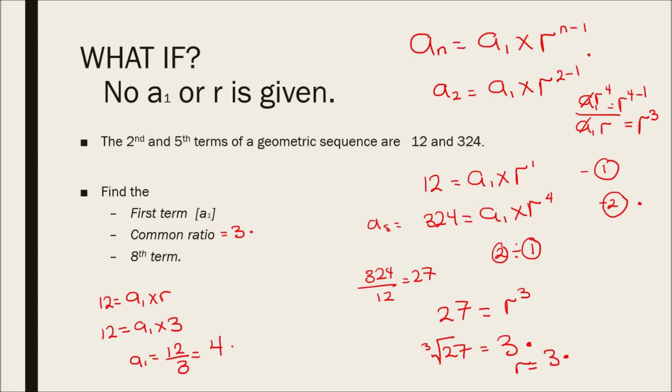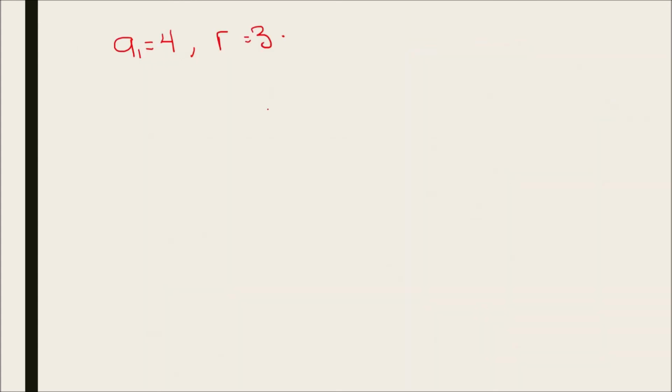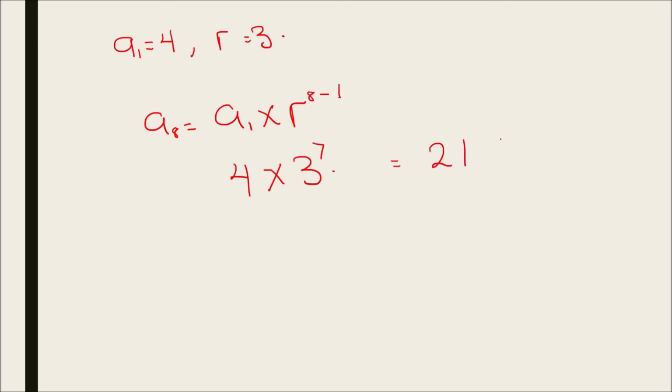Last question, find the 8th term. That's a8 equals a1 times r to the power 8 minus 1. What's our a1? Our a1 is 4, r is 3, 8 minus 1 is 7. So what's 3 to the power 7? 3 to the power 7 should give me 2187. Okay, 3 to the power 7 should give me 2187.